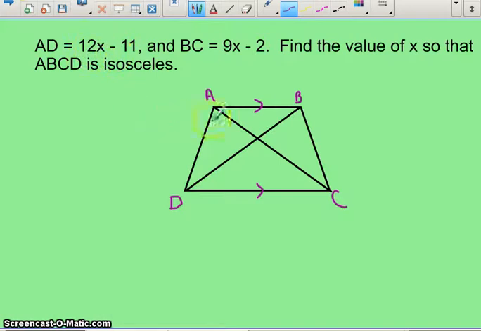Alright, on this one we have AD right here is 12x minus 11. BC right over here is 9x minus 2. Find the value of x so that this is an isosceles. So these two are going to have to be congruent. So again, all I'm going to do is set 12x minus 11 equal to 9x minus 2.